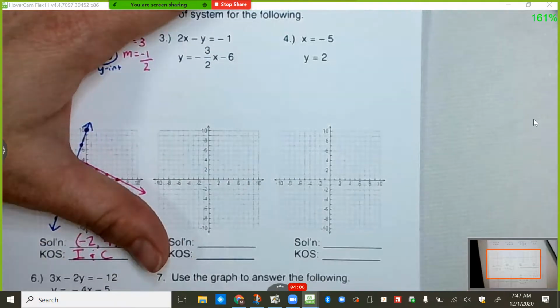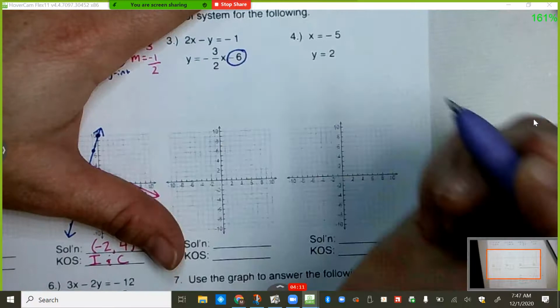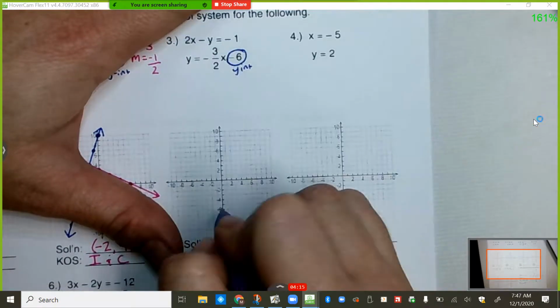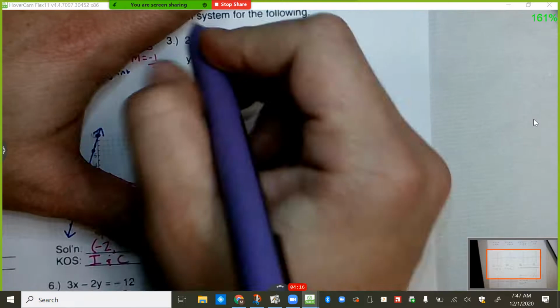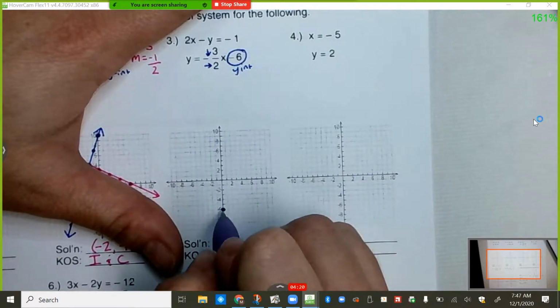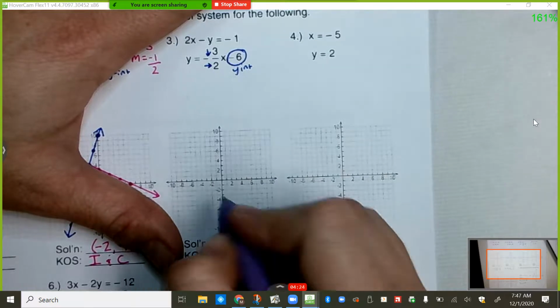Okay, so this one is also set up in slope-intercept form. So -6 is my y-intercept. The slope is -3 over 2, so I'm going to go down 3, right 2. Down 1, 2, 3, right 1, 2. Can also go up 3, left 2.